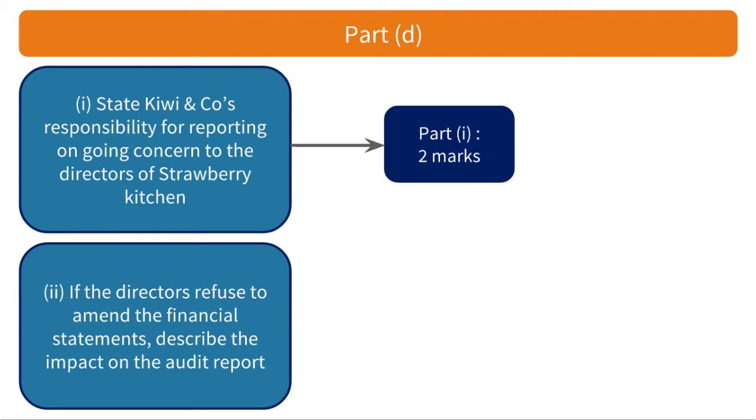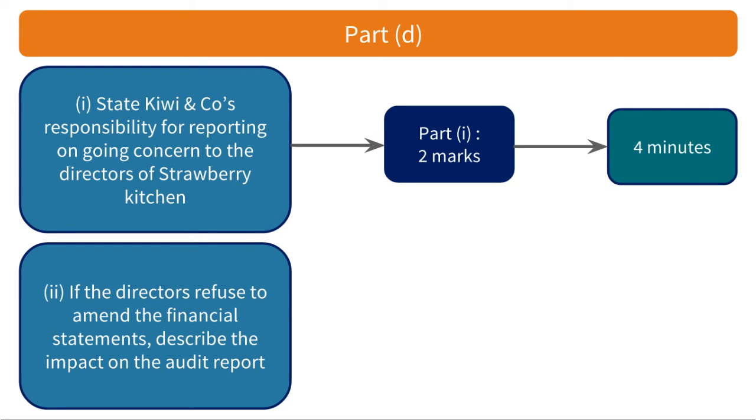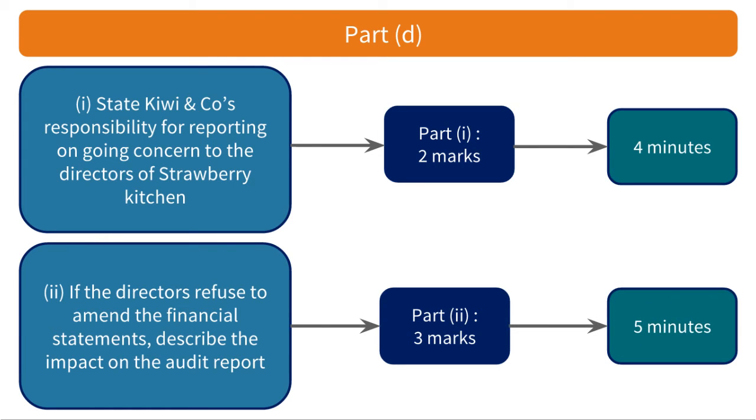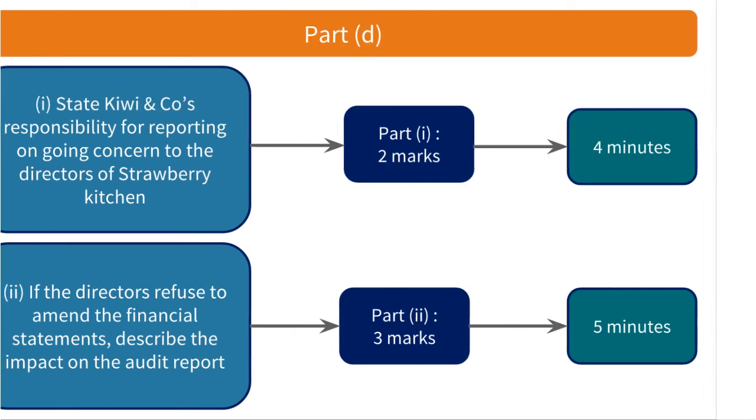Part 1 examines auditors' responsibilities and is a more unusual question than what we normally see on this area. It is for 2 marks and no more than 4 minutes should be spent. Part 2 is a typical audit opinion question that we regularly see in the exam for 3 marks. About 5 minutes should be spent on this. Like Part A, well-prepared candidates should have no problems with answering this within the time allocated.